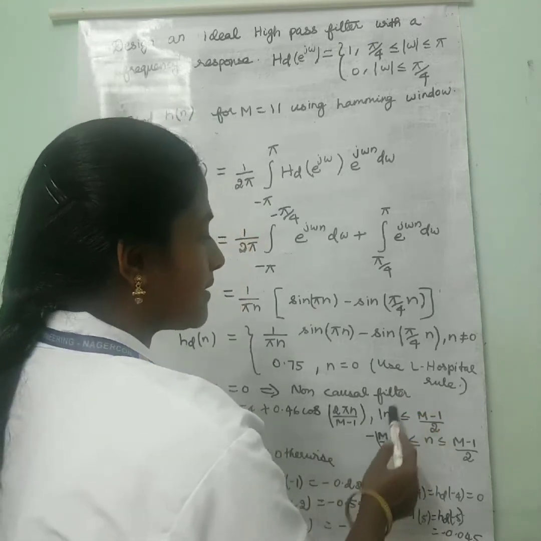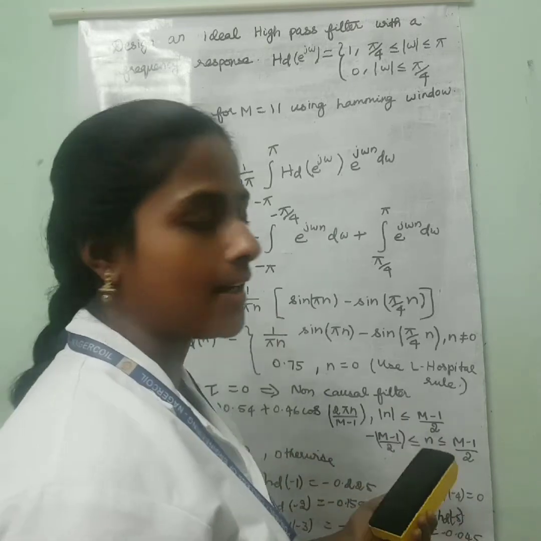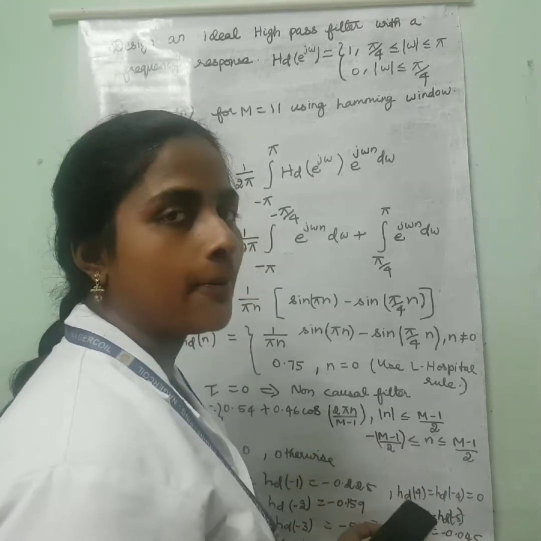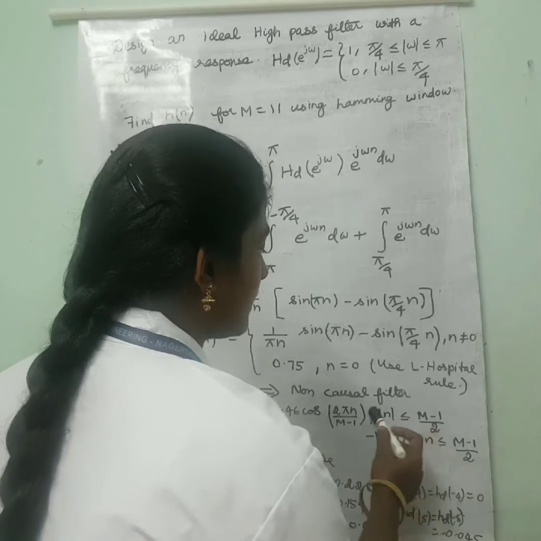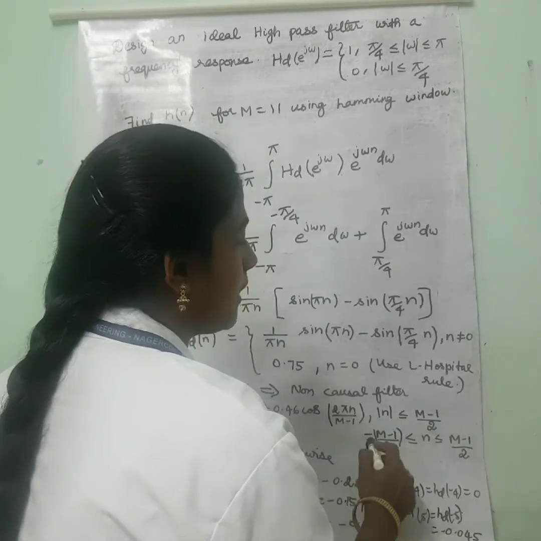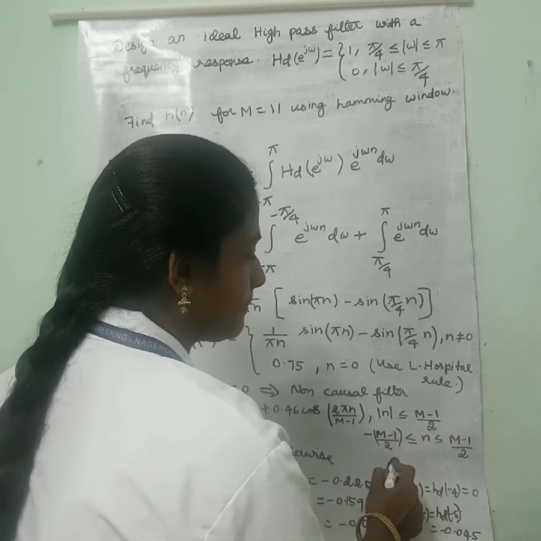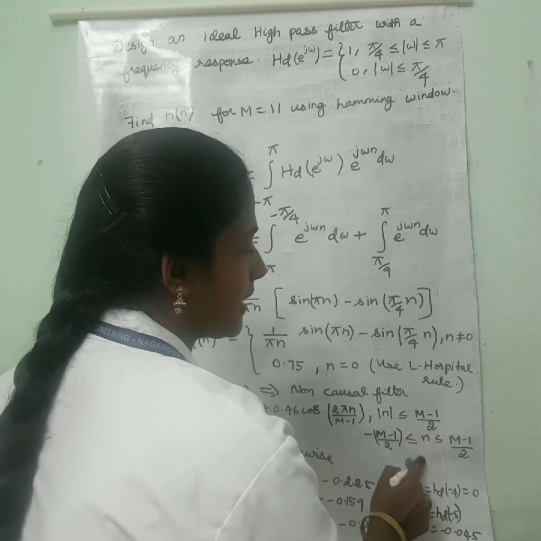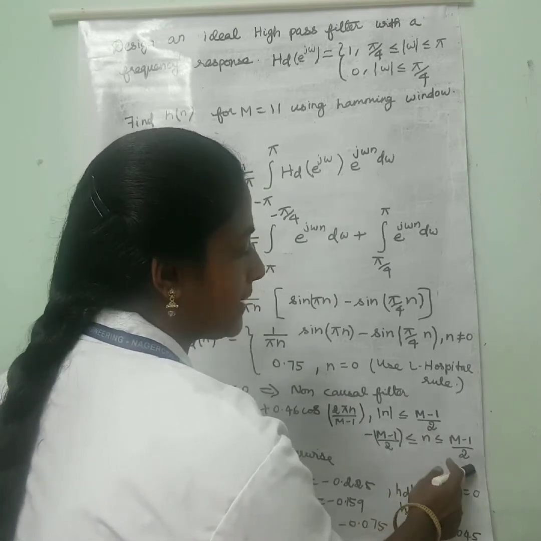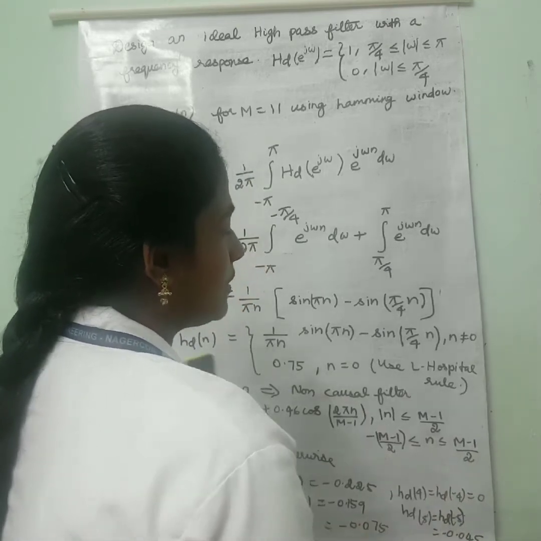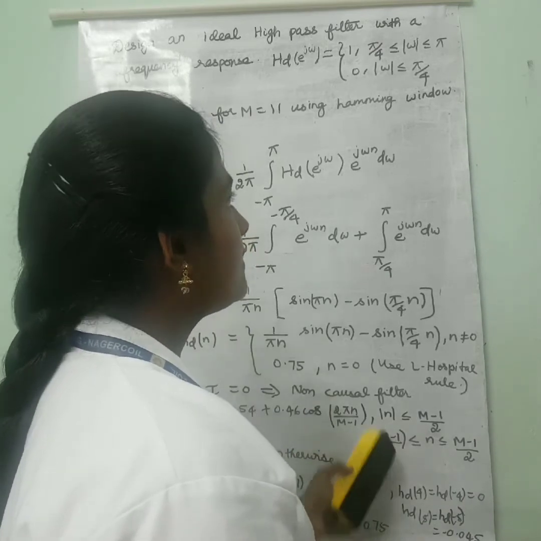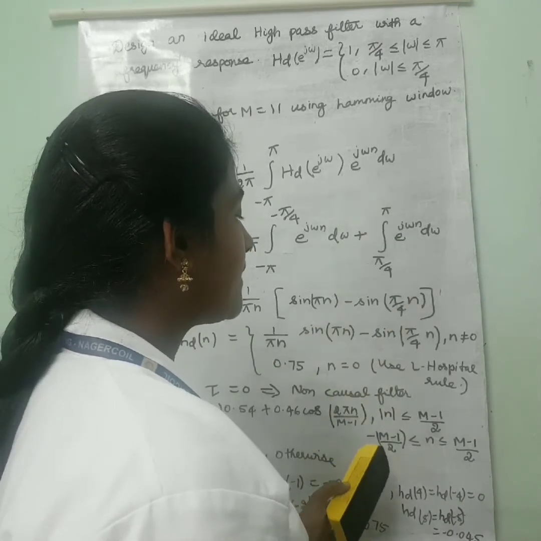Since modulus is given, here also we have to take both positive and negative values. So this limit can be written as minus (M minus 1) divided by 2 less than or equal to n less than or equal to (M minus 1) divided by 2. So here M value is 9. So 9 minus 1 is 8.